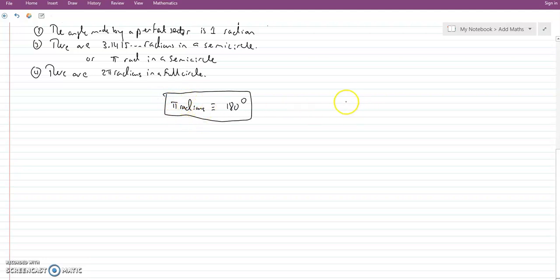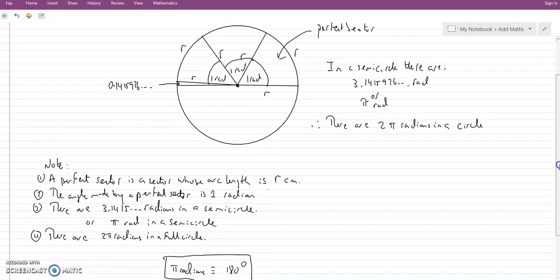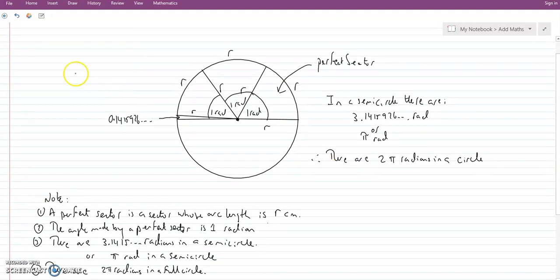This is like saying 100 centimeters is equal to 1 meter. Even though they are two different units, they are related to each other. Similarly, these two units are related and measure the same thing, angular measure. So pi radians is equal to 180 degrees. This shows you the definition of 1 radian.